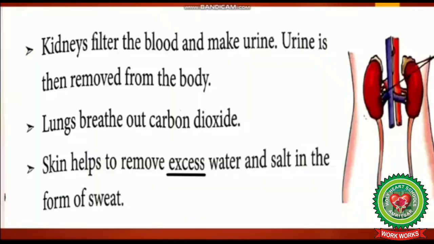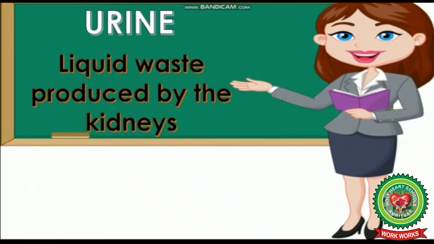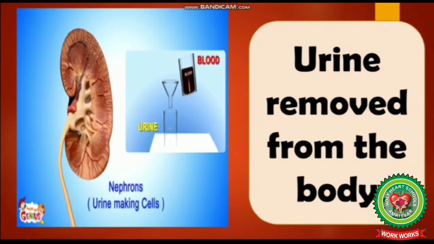Now come to the next page. Kidneys filter the blood and make urine. Urine is then removed from the body. Underline the word urine and write its meaning: liquid waste produced by the kidneys. Students, the kidneys are two bean-shaped organs. They are the blood filters and they are responsible for removing waste and extra water that your body does not need from your blood.